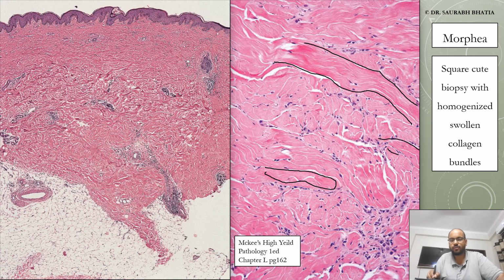So you can see these are swollen collagen bundles. Normally they would have been thinner and fibrillar like this, but they are swollen and homogenized, nearly the same pale color as compared to tightly packed rows of collagen. Let's move forward.